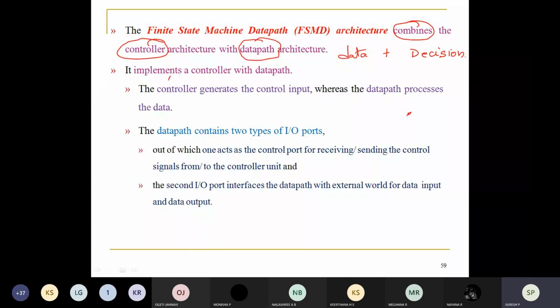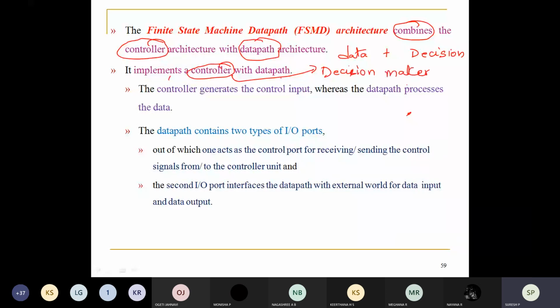What is the finite state machine data path going to implement? It basically implements a controller with a data path. The controller is nothing but the decision maker, making decisions depending upon the data.